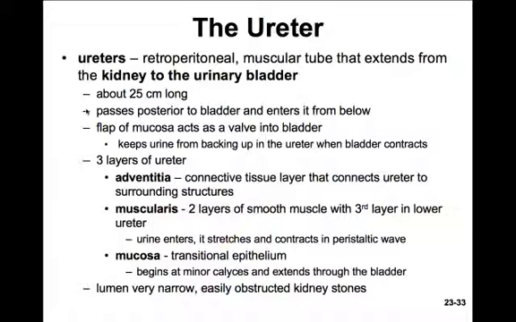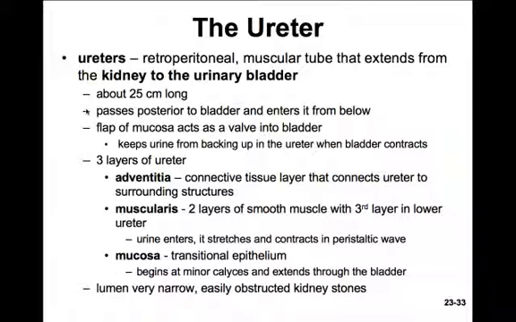The ureter is a retroperitoneal muscular tube, and it extends all the way from the kidney down to the urinary bladder. So that's about 25 centimeters. It passes posterior to the bladder and enters from the bottom side. And then there are valves right where the ureters enter the bladder. They're flaps of mucosa, and it keeps urine from backing up into the ureter when the bladder contracts.